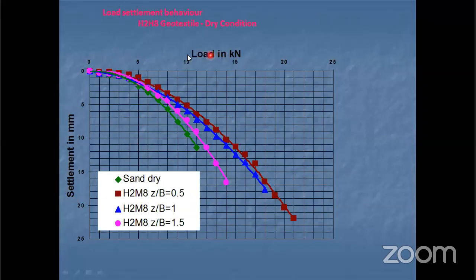Here we can see the load settlement curve is shown. It is a case of an H2MH geotextile used in dry condition. So this curve shows the sand only, and this curve shows the H2MH when geotextile is placed at 0.5 times width from the top surface. Then the second one, the blue line, shows when the geotextiles are placed a little bit lower, that is Z by B is equal to 1, and then H2MH Z by B is equal to 1.5 is shown like the pink color. So from this we can see that as we go away from the loading platform, the effect is decreasing.